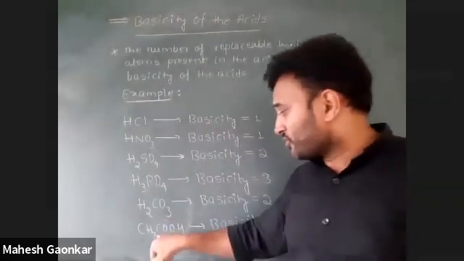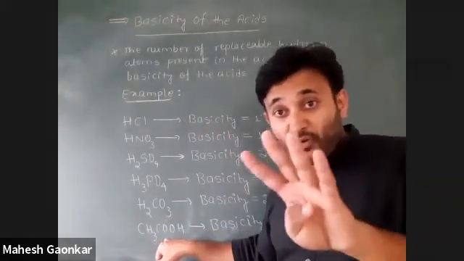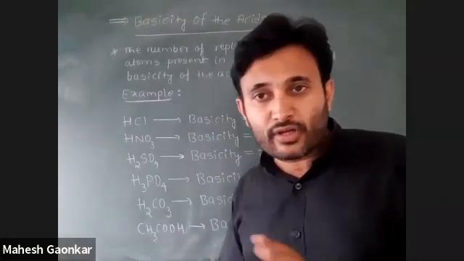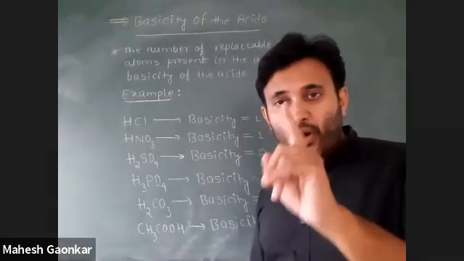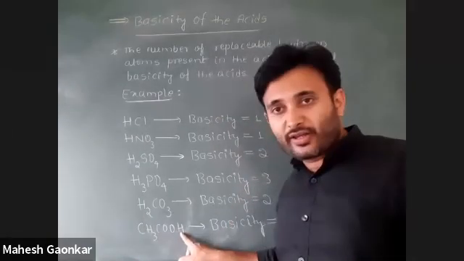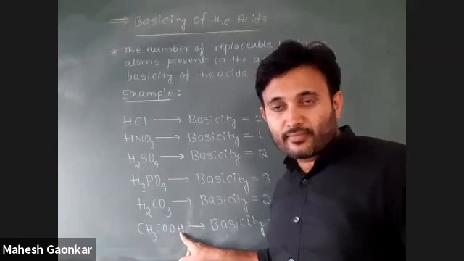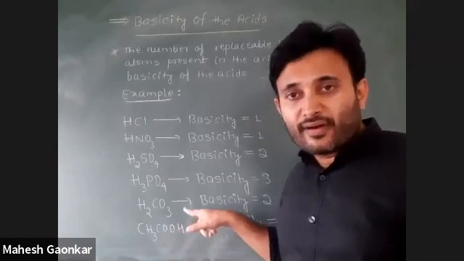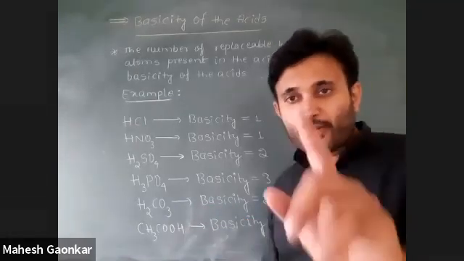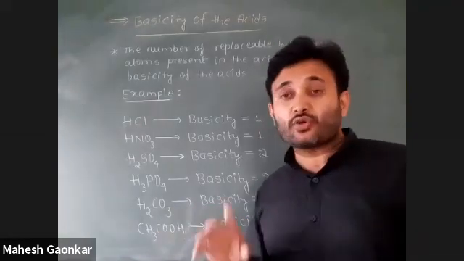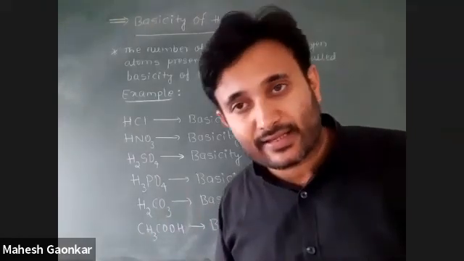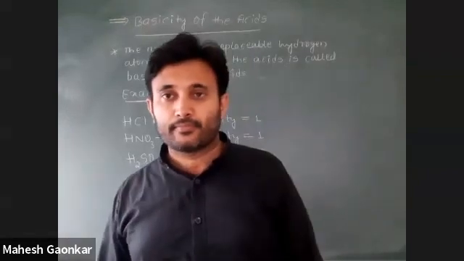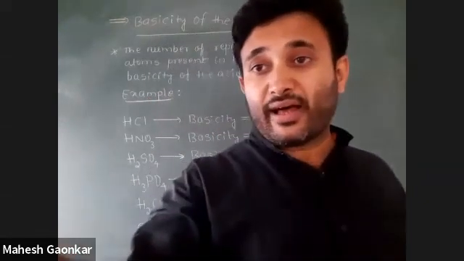And CH3COOH at last. There are 4 hydrogen atoms, but remember, all the hydrogen atoms are not replaceable. Only one hydrogen atom is replaceable, that is present at the last. Therefore, the basicity of acetic acid is 1. Therefore, acetic acid is also a monobasic acid. Hope that's clear. So that's all about the acids.